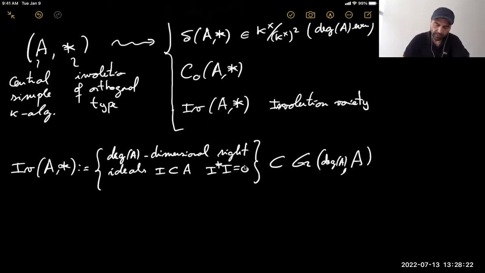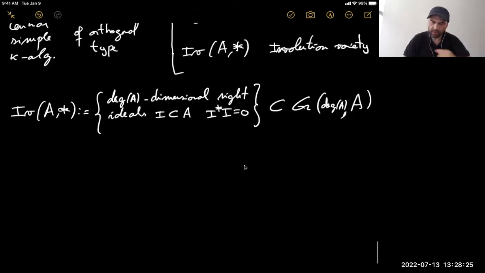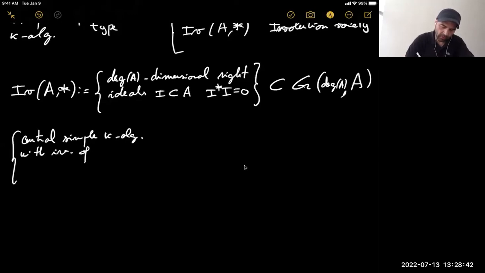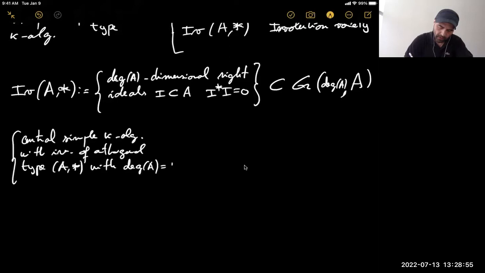So you have this explicit definition, but a more conceptual viewpoint, which is similar to Severi-Brauer varieties, is that you have this bijection between central simple K-algebras with involutions of orthogonal type. So let me write it like this. And let's say that they have degree n, and we consider them up to isomorphism.